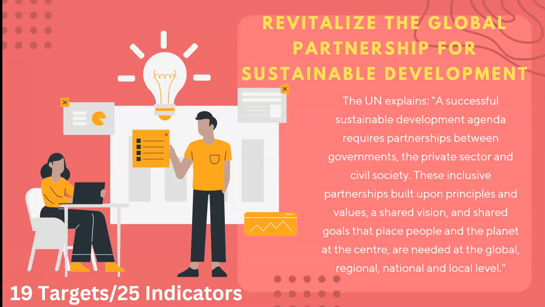As the UN explains, a successful sustainable development agenda requires partnerships between governments across the countries, the private sector, and civil society. These partnerships are built upon principles and values and a shared vision and shared goals that will help bring up the economies of underdeveloped countries and bring them to the center.